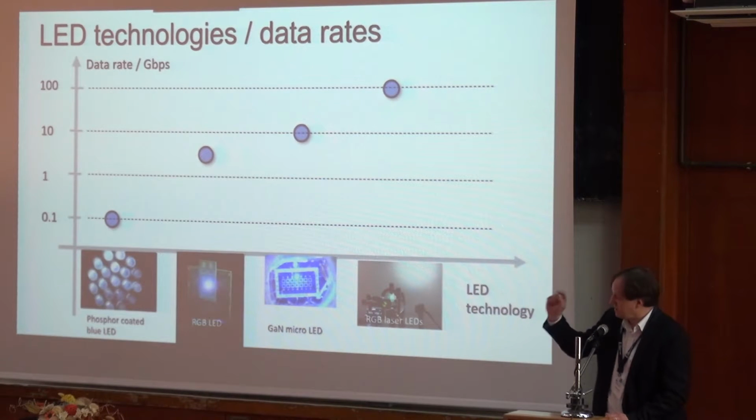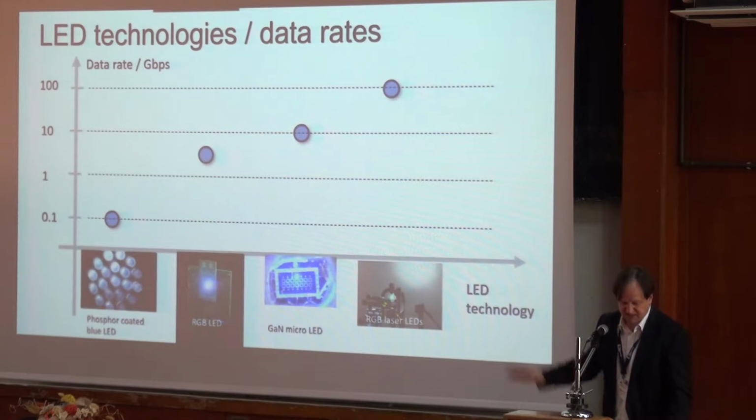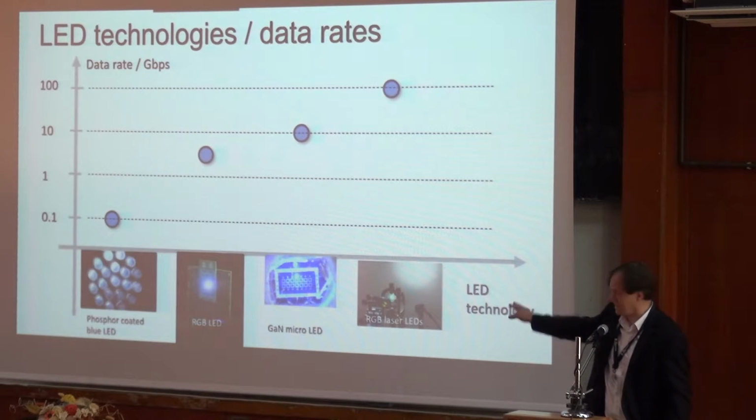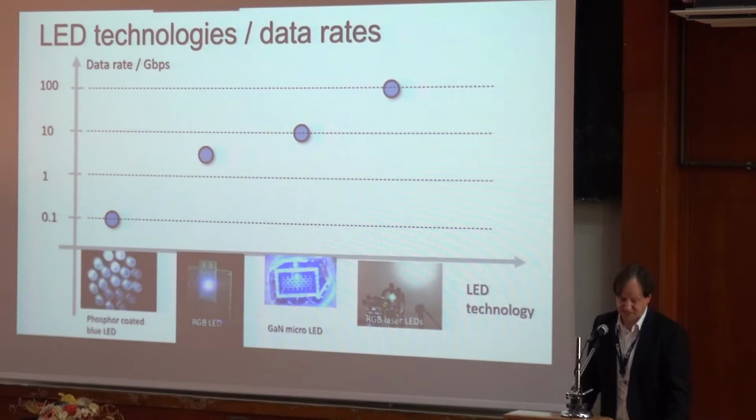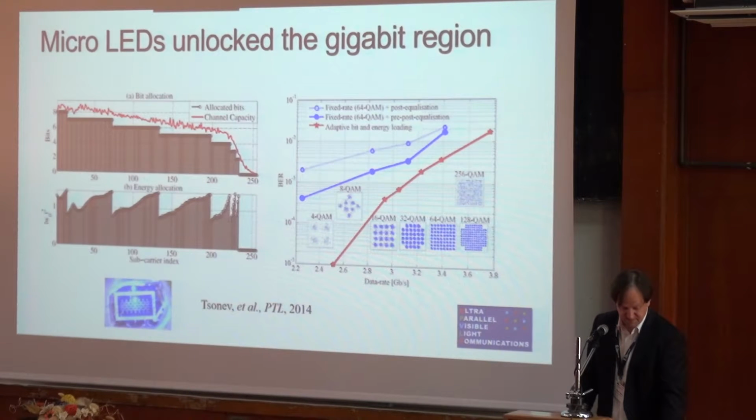With gallium nitride, very small LEDs that have a very high frequency response, we have done a recent hero experiment with wavelength division multiplexing getting 10 gigabit per second, and we have also shown with laser LEDs we can go up to 100 gigabit per second. So that is really exploiting the full capability of the available spectrum.